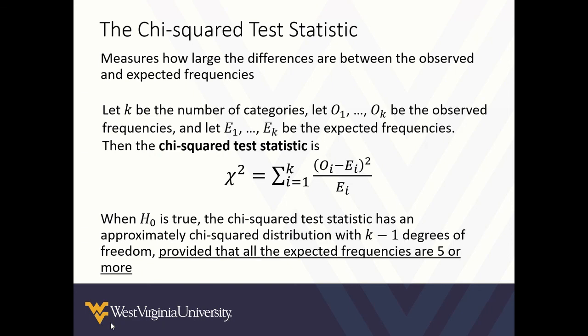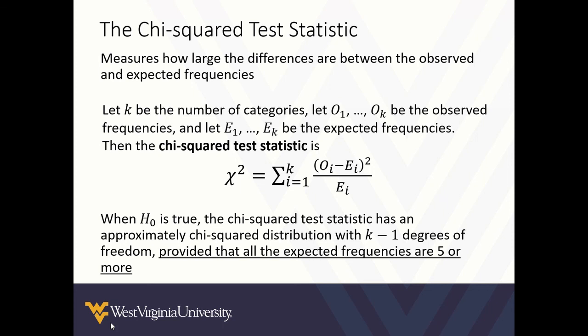We now need to calculate a test statistic. Let k be our number of categories. We'll let O1, O2, all the way to Ok be our observed frequencies, and let E1, E2, all the way to Ek be our expected frequencies. Therefore, our chi-squared test statistic is the summation from i equals 1 to k of each observed frequency minus its corresponding expected frequency, quantity squared, over its expected frequency. When our null hypothesis is true, the chi-squared test statistic has an approximately chi-squared distribution with k minus 1 degrees of freedom.